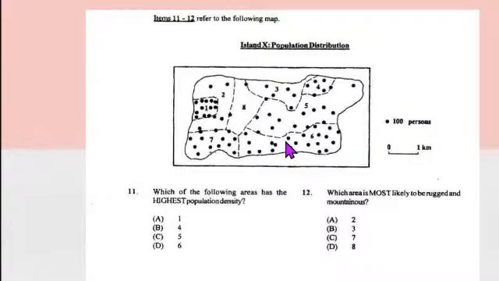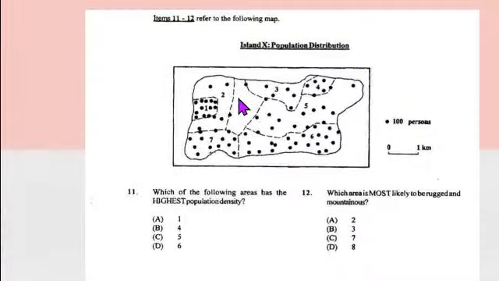For 12, which area is most likely to be rugged and mountainous? Again, when we were explaining before, we were talking about settlement patterns. We said that in some areas, for example, mountainous areas, a lot of persons are not living there simply because of the terrain. So if we were to look at this one and guess which area would have been rugged and mountainous, it would have been an area that does not have a lot of persons settling there. So it would have been a dispersed settlement.